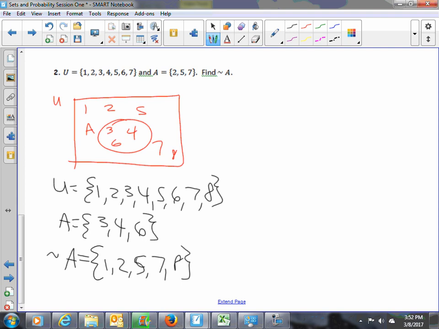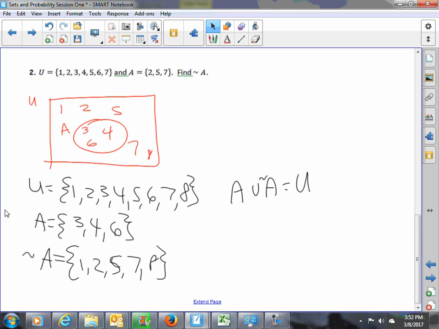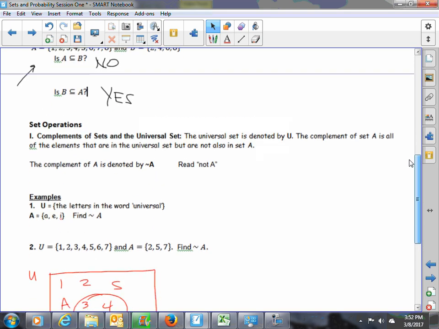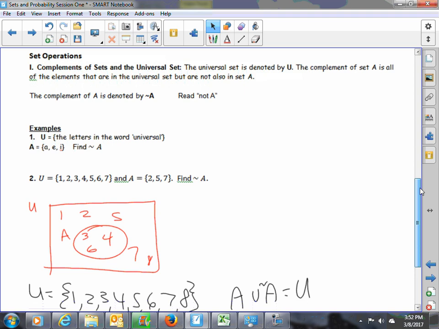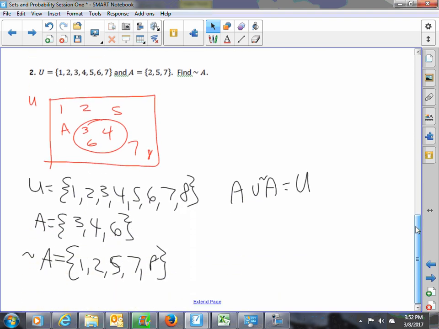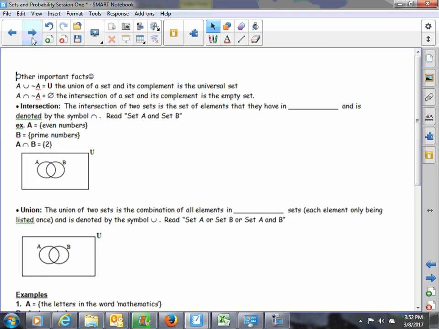Now notice, it's always true that A union A complement is equal to the universal set. So if we take the complement of a set, we get everything that is in the universal set that's not in A. A lot of times we read that as not A. Okay. And there are a couple of examples for you to kind of go through. Now, let's take a look at the next page.